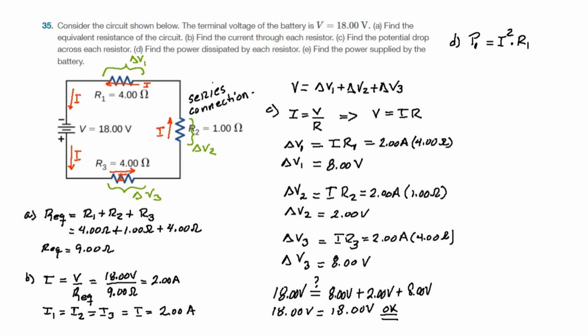So the power P1 would be the current, that is 2 amperes, squared, times 4 ohms. So the power dissipated by resistor 1 is 16 watts. Because 2 squared is 4, times 4, 16. But the unit of power is watt.